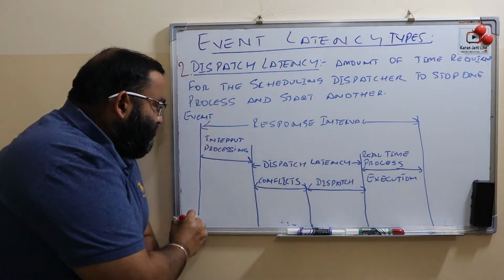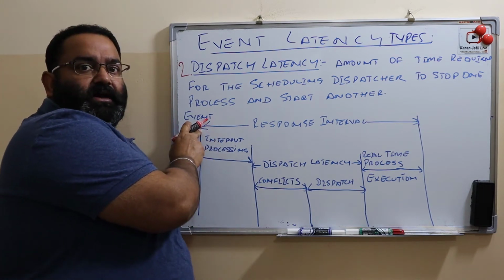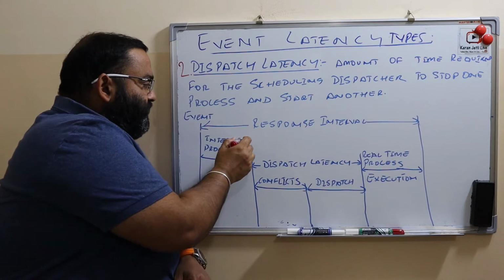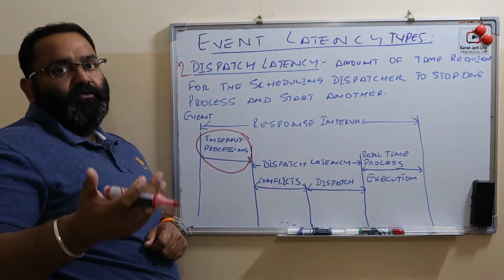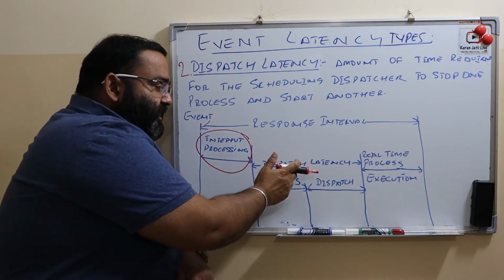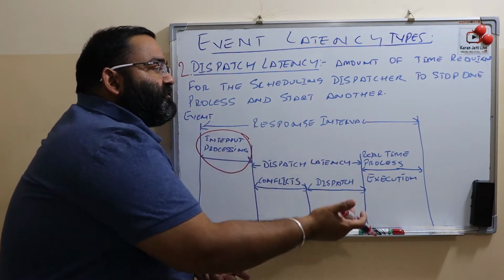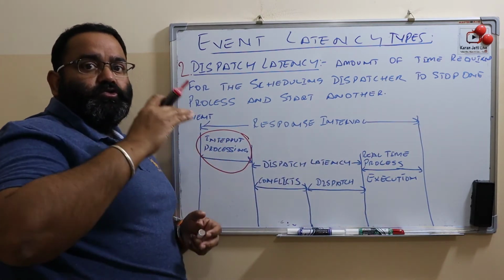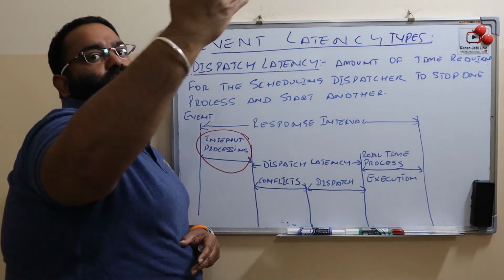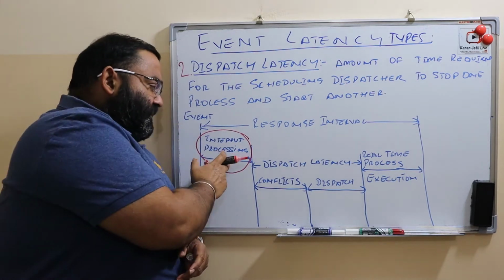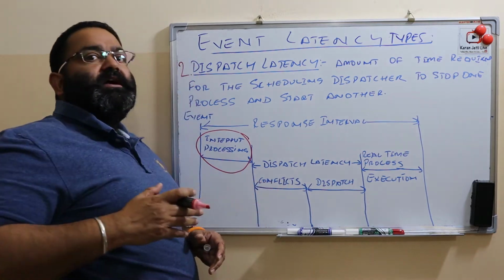Suppose here is the event, and at this time our interrupt came. From here to here, the CPU took time to determine the type of interrupt. Then the CPU has to process this interrupt, which means it has to jump from the present task to the new task. So here it determines the type of interrupt, and here it determines the conflicts.